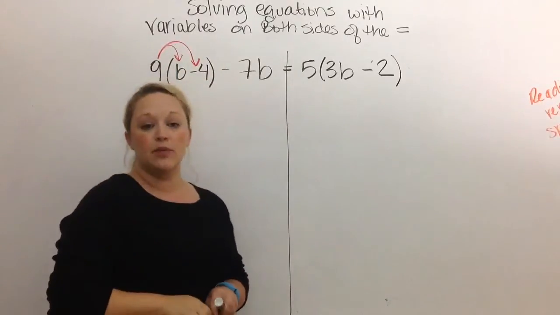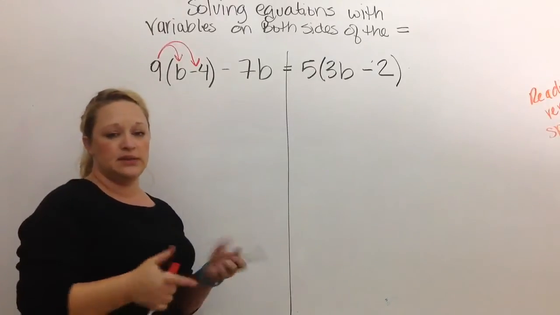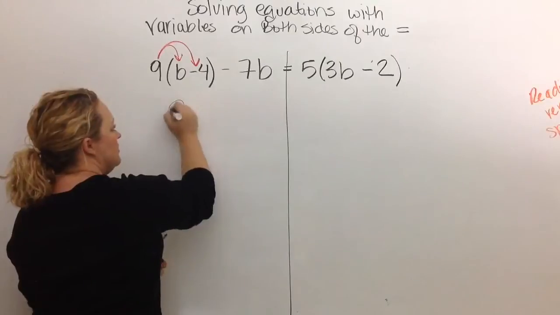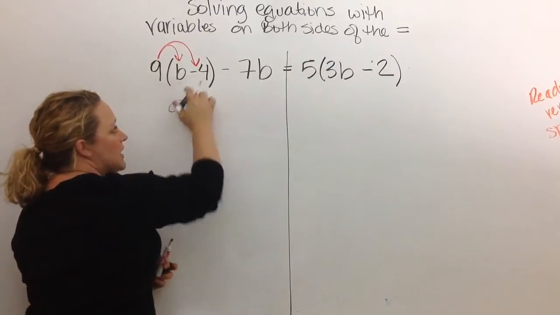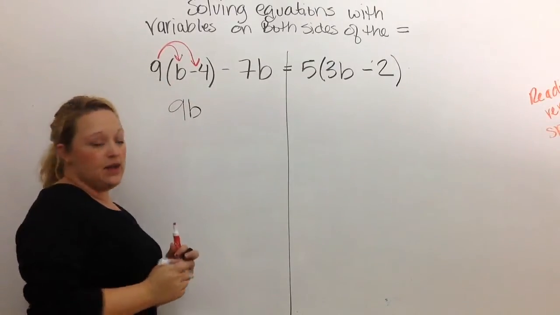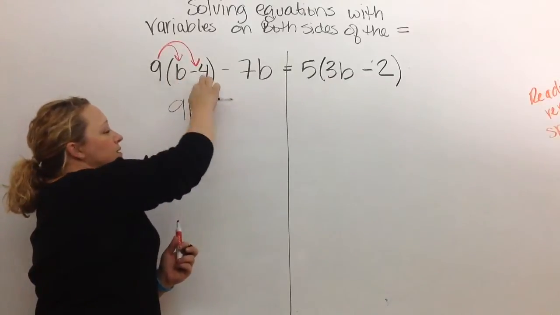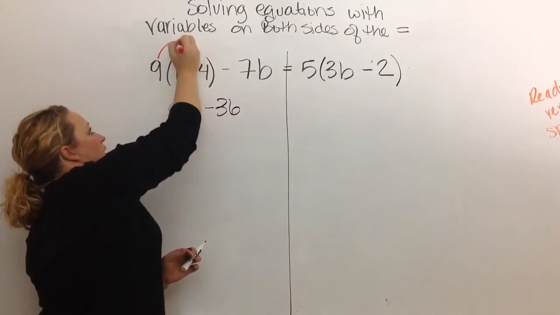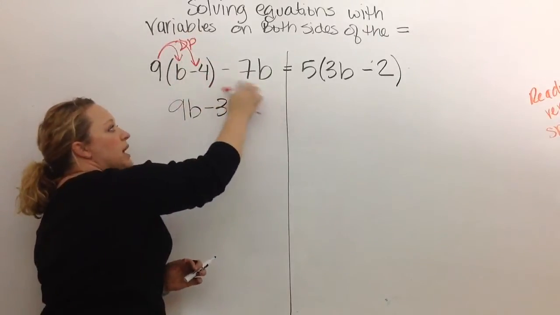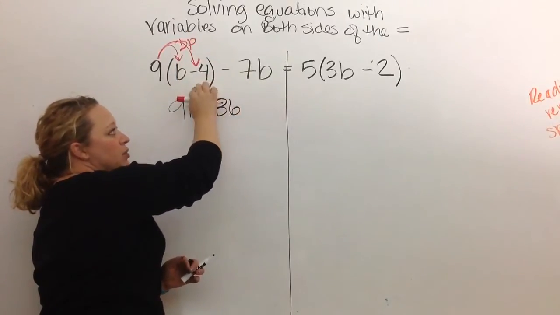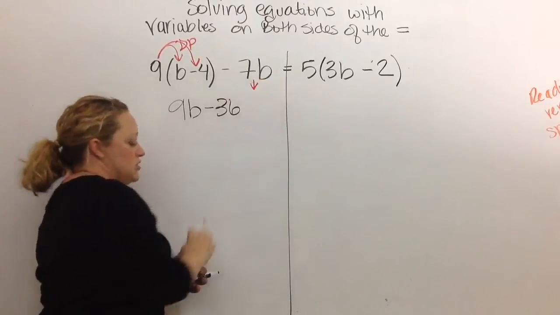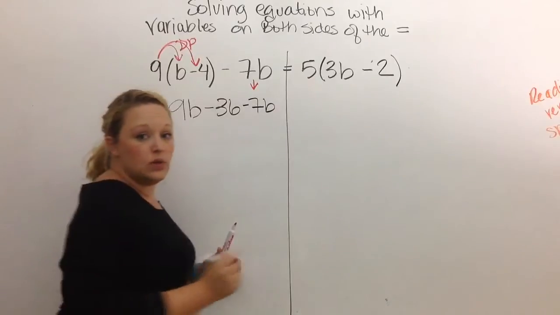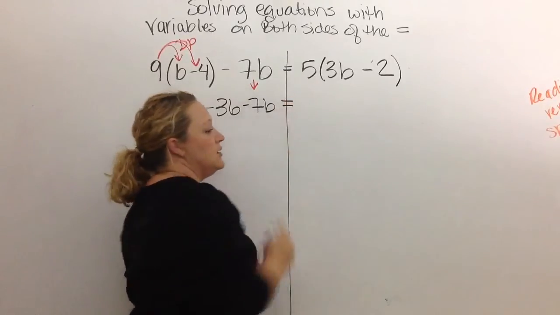When I have a number next to a letter, they can just be combined. It means to multiply. So 9 times b would give me 9b. And 9 times 4, I have a positive times a negative, which is going to give me a negative. 9 times 4 is 36. So that's distributive property. I would not multiply it here because it's not inside the parentheses. So this is just going to come straight down. Our equal sign also comes straight down.